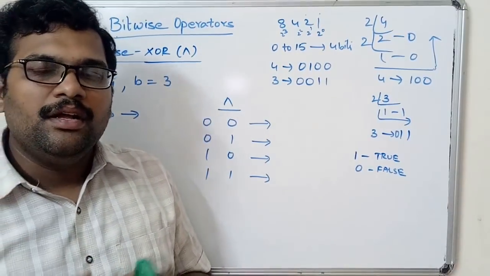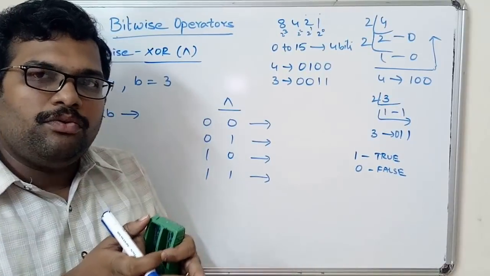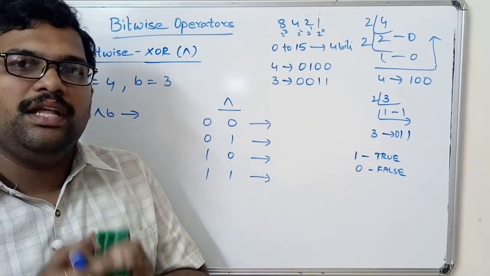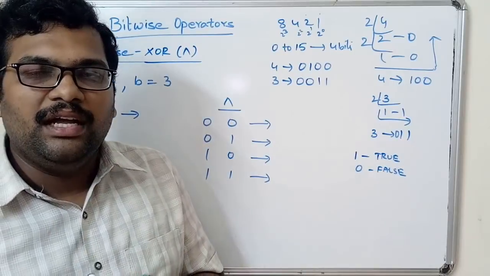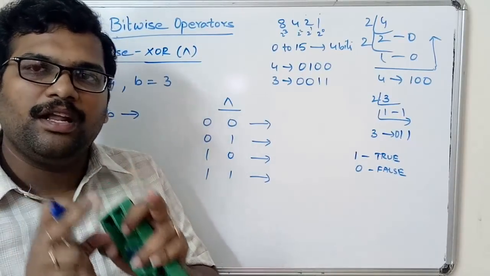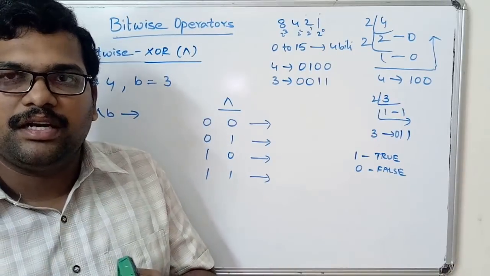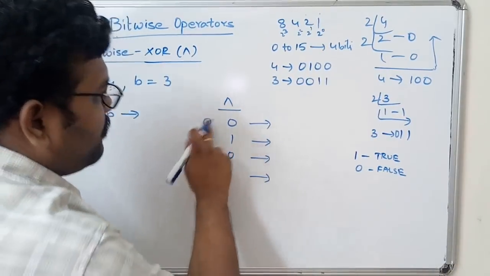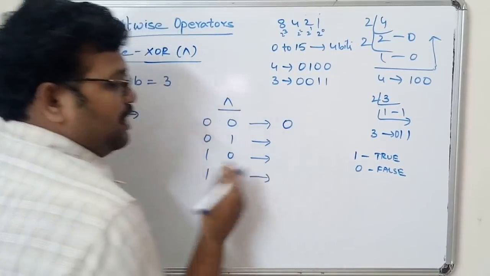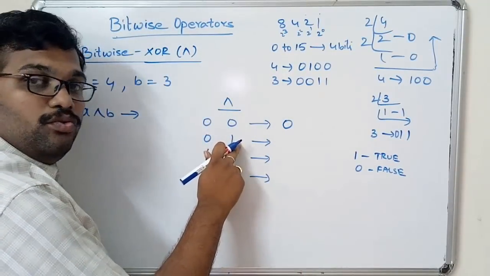So once again I will repeat. One must be true and one must be false, then only the resultant will be true. If both are true, automatically the resultant will be false, and if both are false, that also the resultant will be false. Here both are false, the resultant will be false. Here one is false, another one is true.